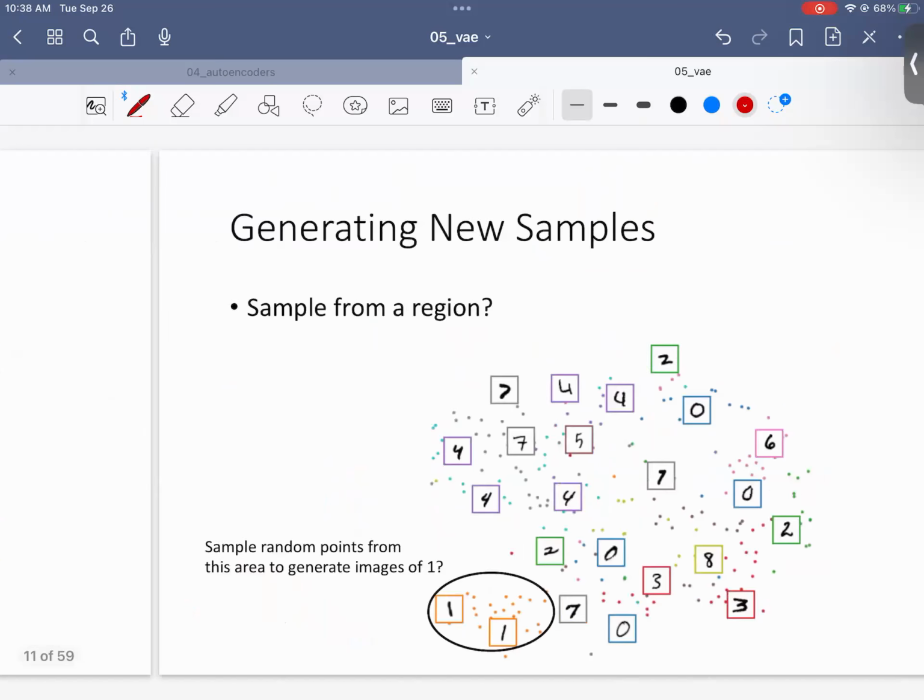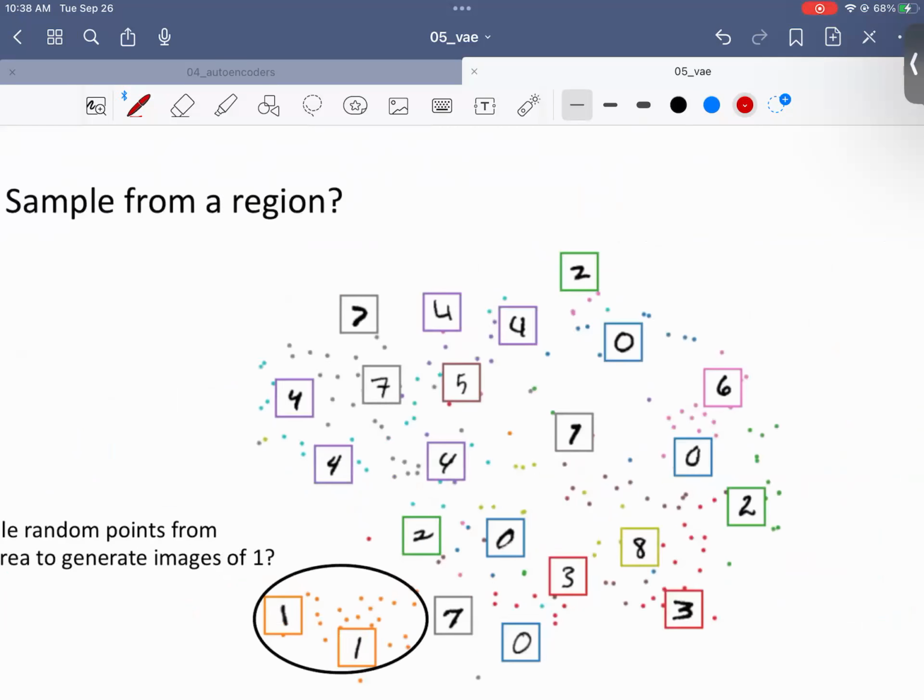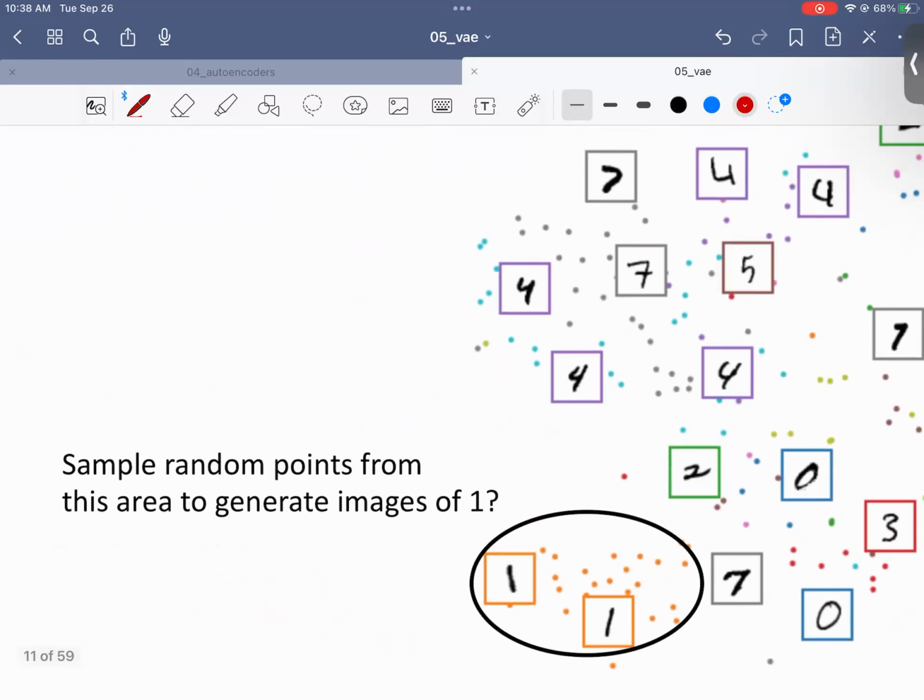And if we move on, another way is sampling random points from this area to generate an image of 1. There's a lot of ones here. I think these are all ones. So we just pick whatever. We just pick this one, and that's a 1. But that wouldn't be generating a new sample. That would be just copy pasting, because we're exactly using the same z's that we already know are there, right?